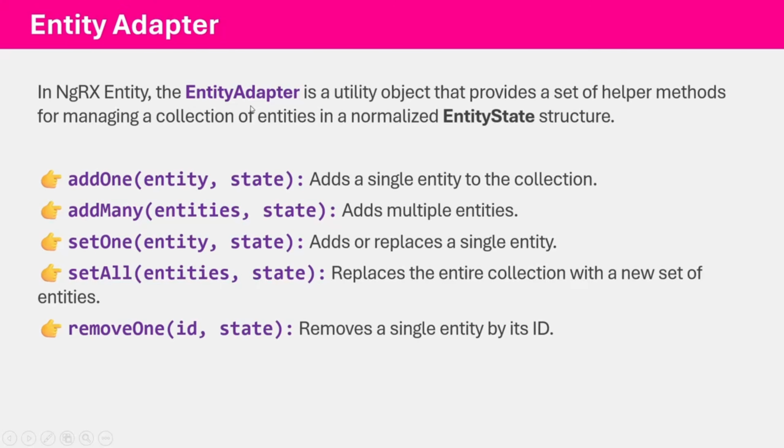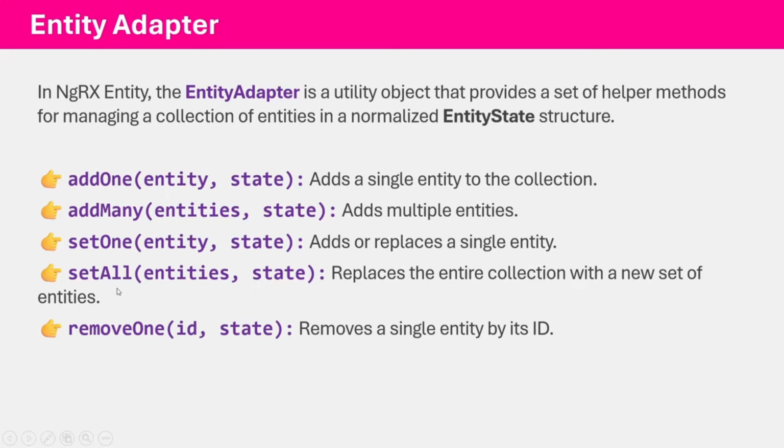So some of the built-in methods which this entity adapter provides, which we can use inside a reducer function to perform CRUD operations, are addOne when you want to add a single entity to the collection, addMany when you want to add multiple entities to a collection, setOne when you want to add or replace a single entity, setAll when you want to replace the entire collection with a new set of entities, and removeOne when you want to remove a single entity by its ID. All this we will see practically in our coming lectures.